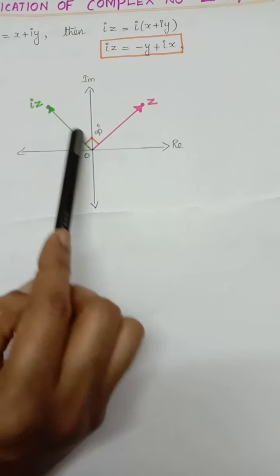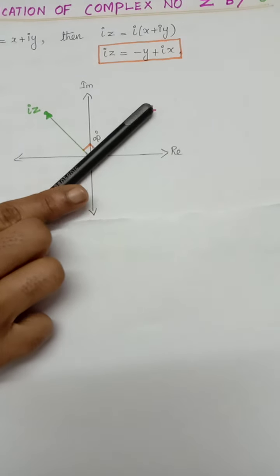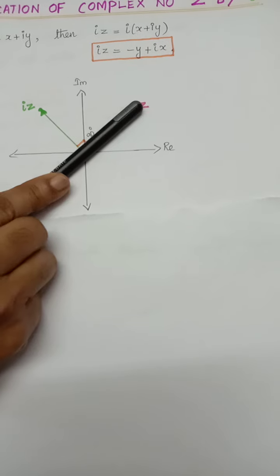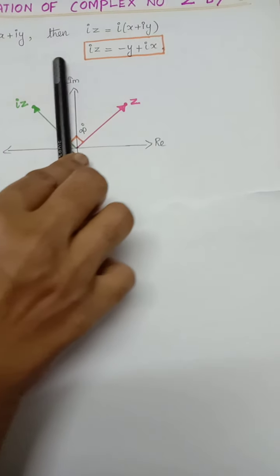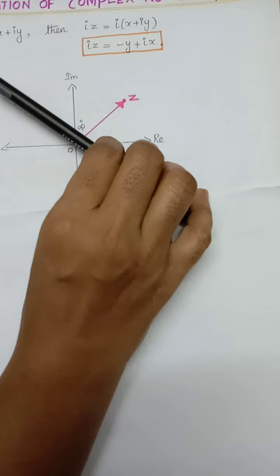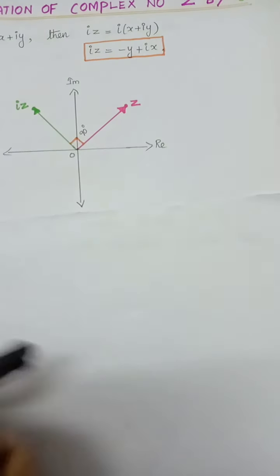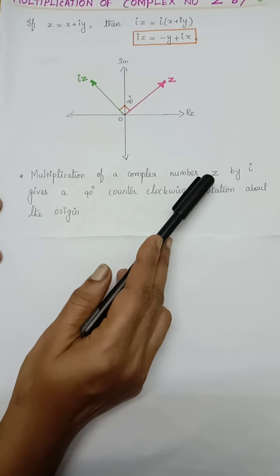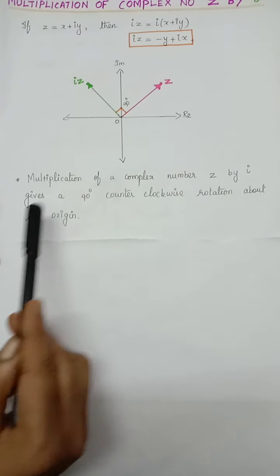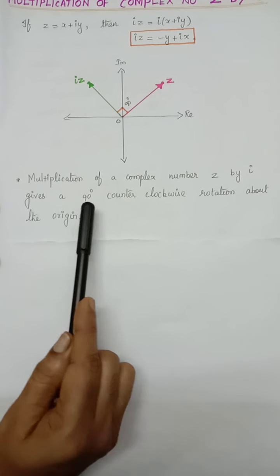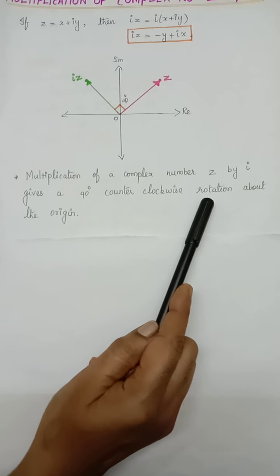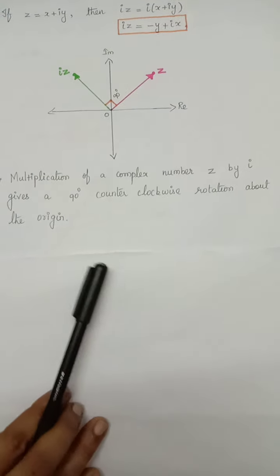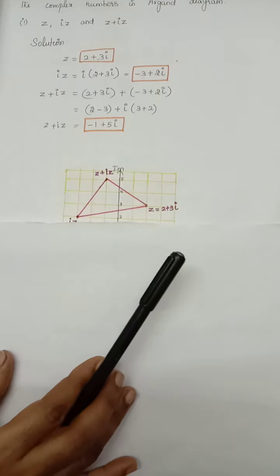Okay, so here what happened now, this z when you multiply by i, it takes a 90-degree rotation in the counterclockwise direction and you are getting iz here. So it is an important result. Multiplication of a complex number z by i gives a 90-degree counterclockwise rotation about the origin. Okay, so we'll see the problem regarding this.